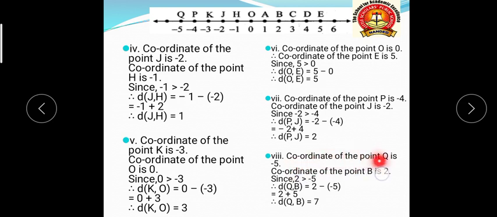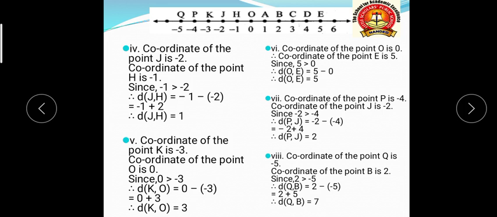And the coordinate of the point Q is minus 5 and B is 2. And therefore the distance between Q, B is equal to 2 minus (minus 5), which is 2 plus 5, equal to 7. So in this way we can easily find the distance between the given coordinates. How? Just by subtracting the smaller coordinate from the bigger one.